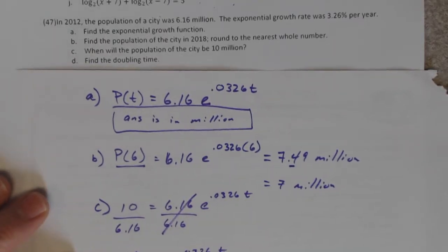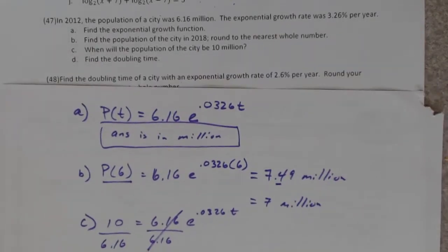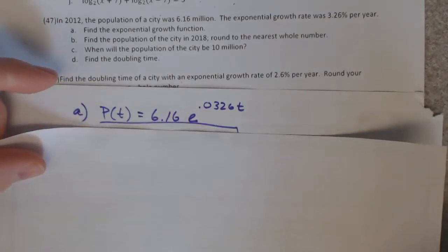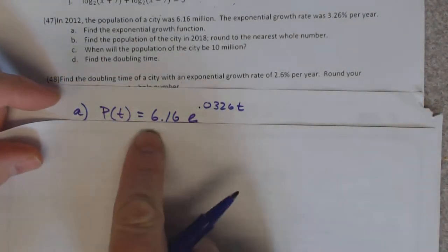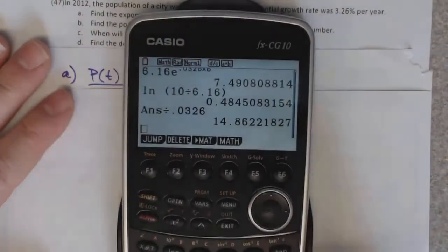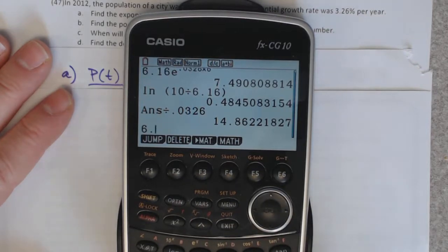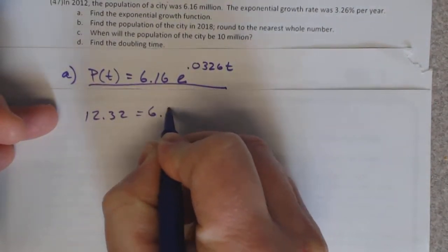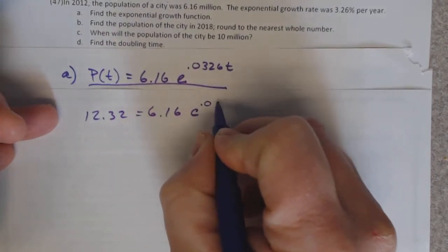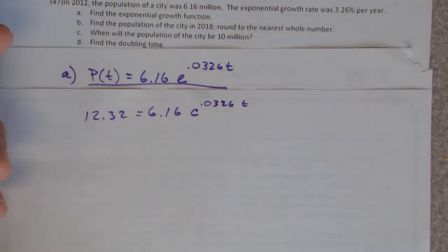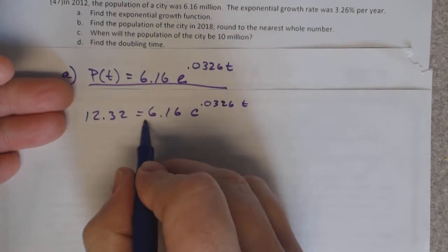Find the doubling time. When will your population double? So we know what we started with. We started with 6.16, so double that would be 12.32. So we're going to do this all over again, except instead of it asking for 10 million, it's asking for 12.32. Now, here's going to be something interesting.